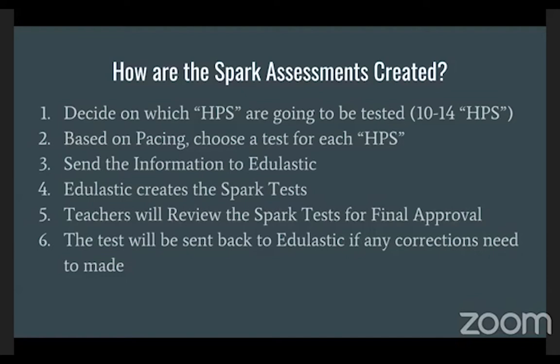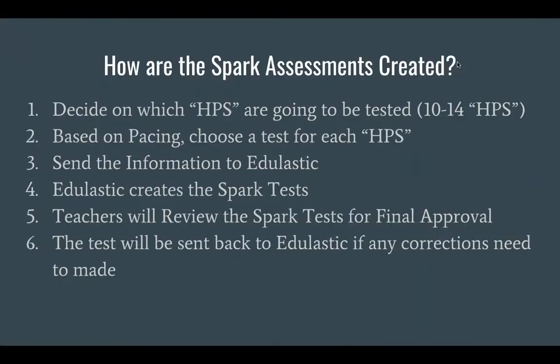But basically what we decide on is which high priority standards are going to be on the test. We have 10 to 14 high priority standards per grade level. After we decide on the high priority standards, we decide on which test they're going to be on. So we have 4 of them. So where it falls in the pacing, we get our teachers together in the summer, and that's a big job for us, to take notes every year to find out where those high priority standards are falling, so we can actually test those high priority standards after they've been taught in the classroom.